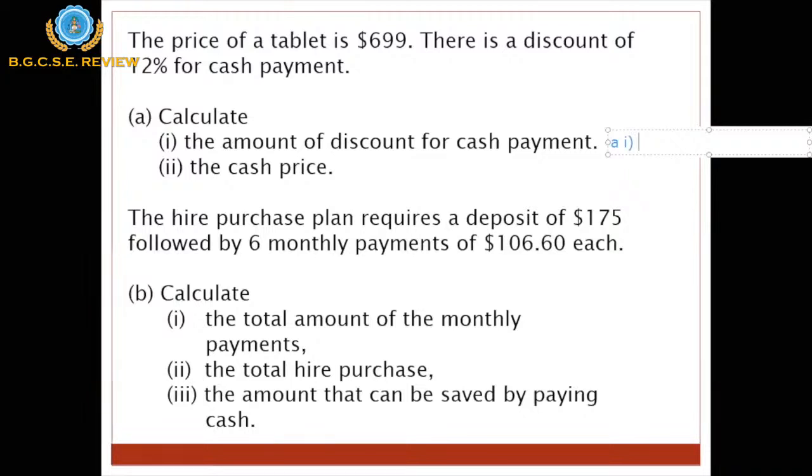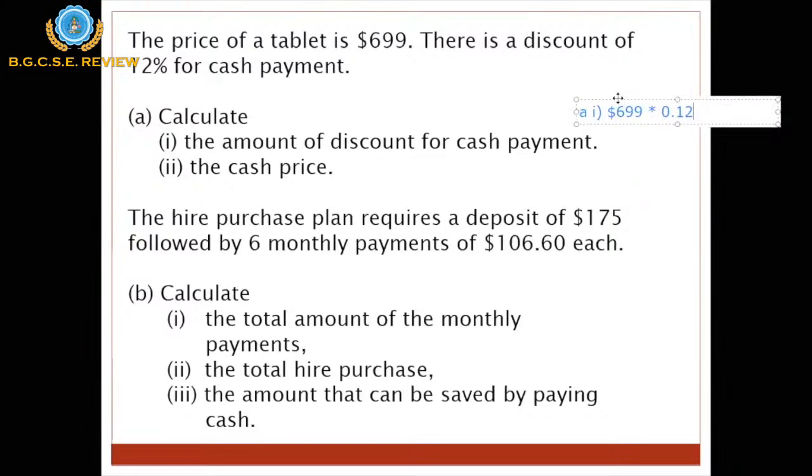So I'm going to put into my calculator $699 times 12%. Once I calculate that, I determine that my discount is actually $83.88. And so I know a discount means that they're going to reduce my price or take that amount off. So when I'm paying cash, instead of paying $699, I actually end up paying a little bit less.